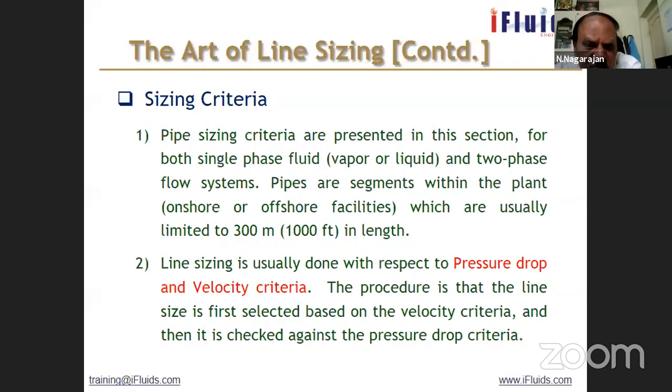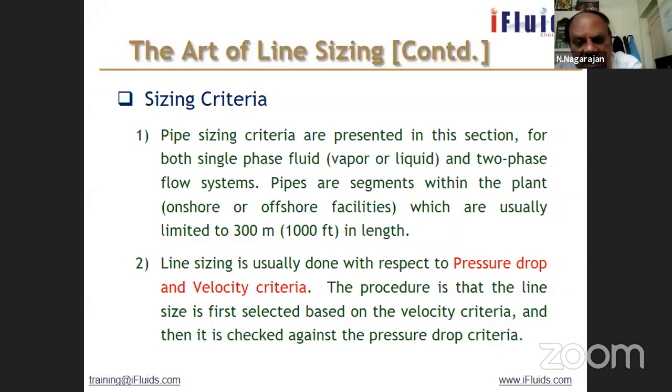The plant pipes are segments within the plant which are usually limited to 300 meters. Within the plant, pipes are all short pieces, not very big. Whereas pipelines are very long, they may run into kilometers. So the criteria used for pipeline sizing is different. In this presentation, what we will see is the plant piping, process plant piping.